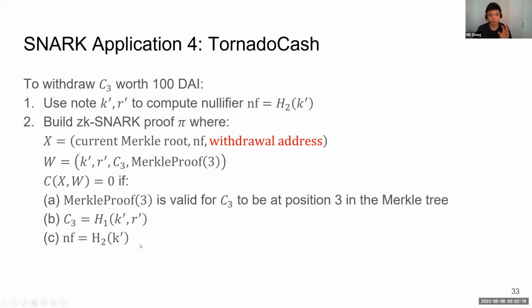This proof ultimately demonstrates that whoever is trying to withdraw this money both knows what the coin is that they're trying to withdraw, knows the randomness that is like the private key of the coin, and has produced the nullifier correctly.